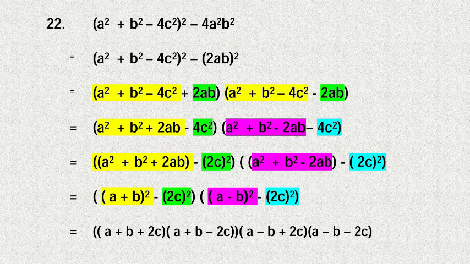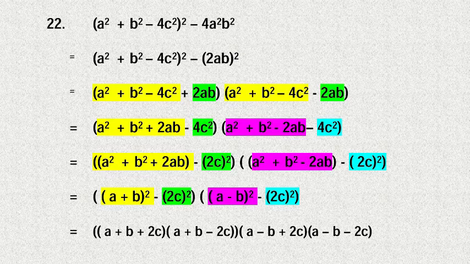It results as (a² + b² − 4c² + 2ab). What is this? A + b. Then we need to write a − b: (a² + b² − 4c² − 2ab). So by this we have expanded by using the identity (a + b)(a − b).